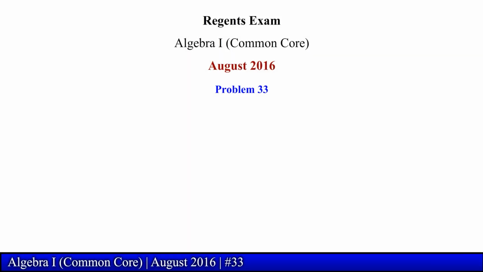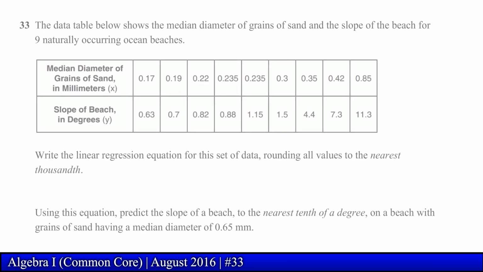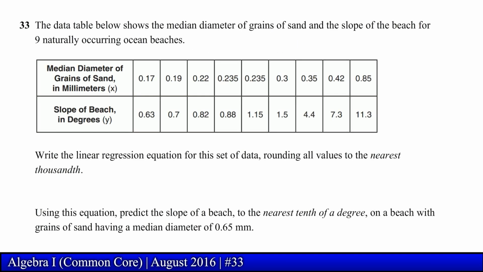Regents Exam, Algebra I, August 2016, problem number 33. The data table below shows the median diameter of grains of sand and the slope of the beach for 9 naturally occurring ocean beaches. Write the linear regression equation for this set of data, rounding all values to the nearest thousand.